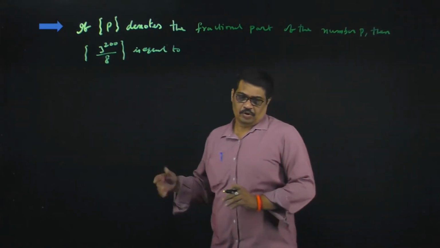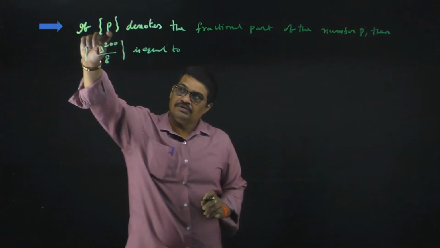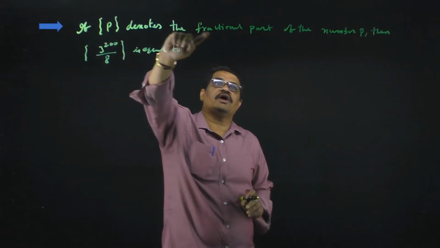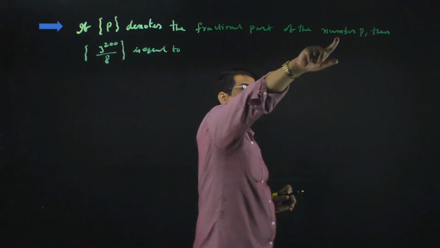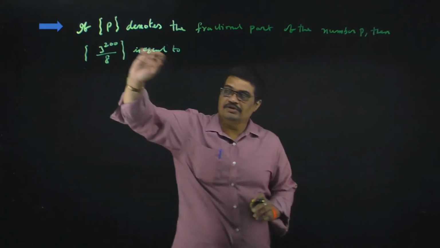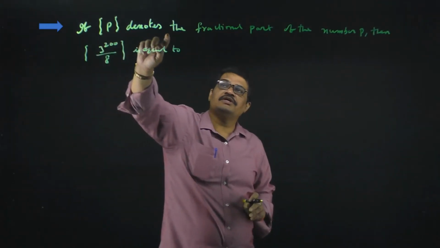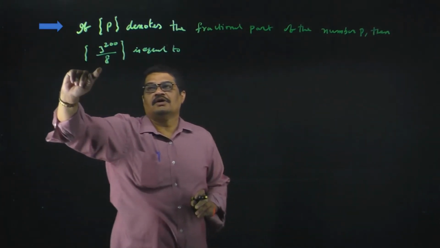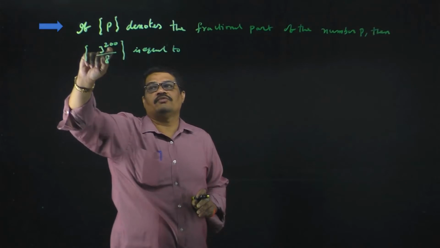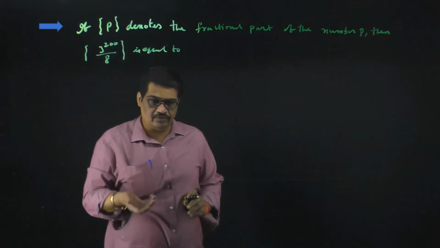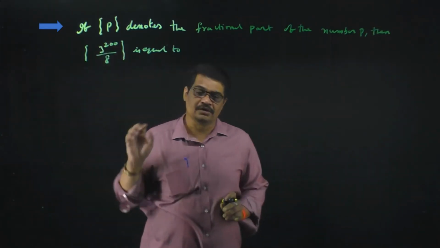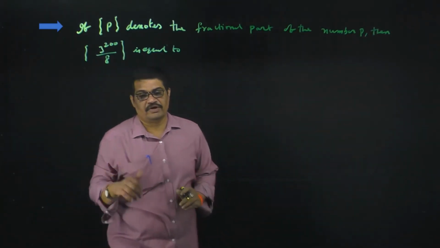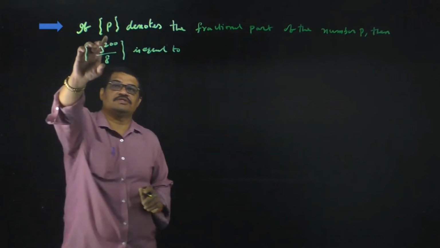See the problem. If {p} denotes the fractional part of the number p, then we have to find the fractional part of 3 to the power of 200 by 8. Now I have to find the fractional part of this fraction.